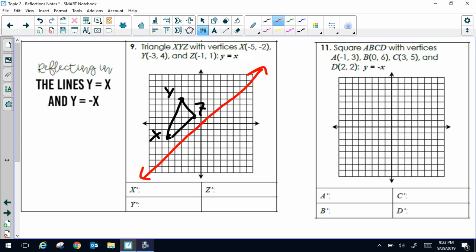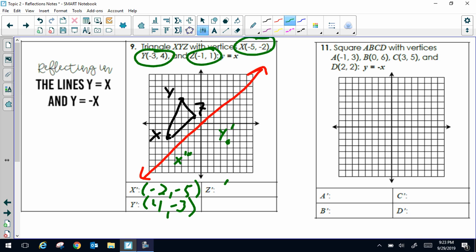And the rule to this tells me I'm going to take each ordered pair, and we are literally going to switch their x, y. Currently X is at (-5, -2), which means X prime is going to be at (-2, -5). I just literally switch them around. If Y is at (-3, 4), then Y prime will be at (4, -3). And Z is at (-1, 1), so Z prime will be at (1, -1). So here is my new triangle.